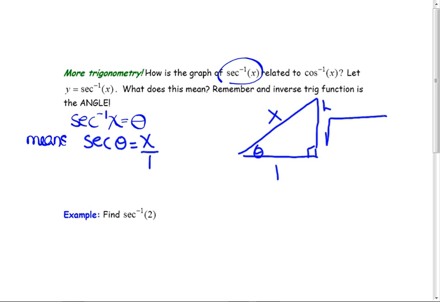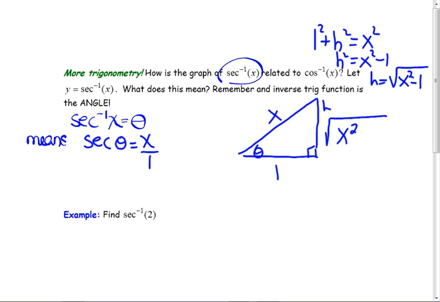We'll call it h. So 1 squared plus h squared equals x squared. Solving for h squared equals x squared minus 1. So what's h equal to? Square root of x squared minus 1. Can I make that x minus 1? No. Cannot distribute exponents, which is what a root is. Okay.